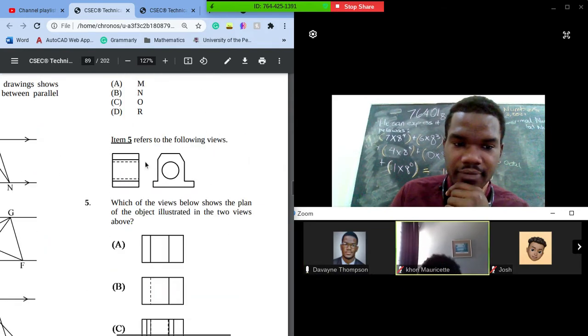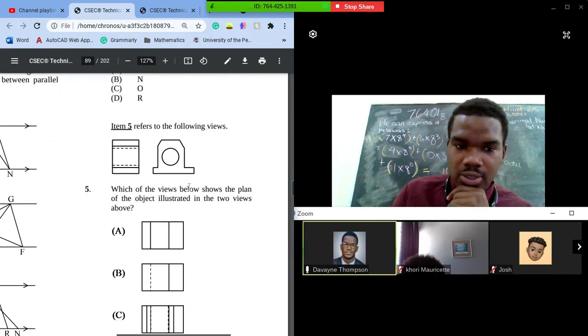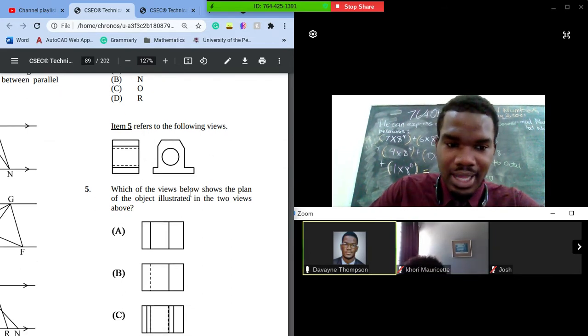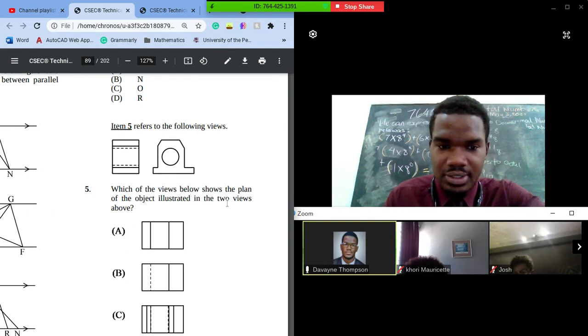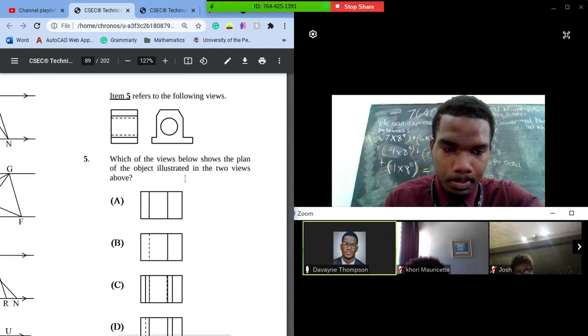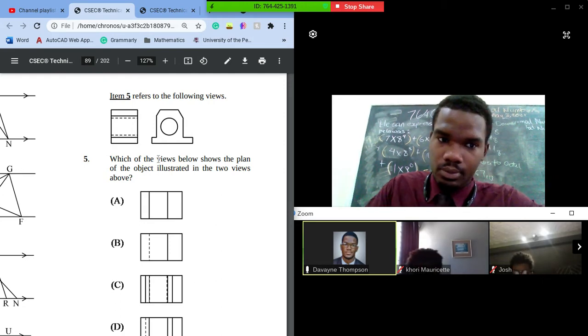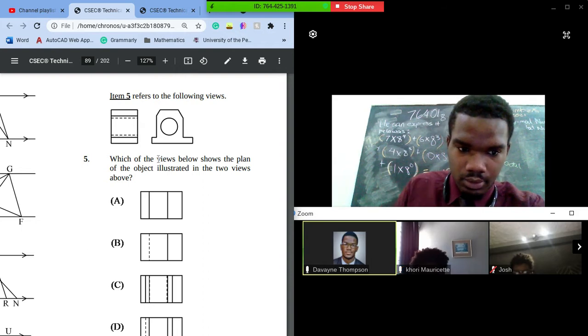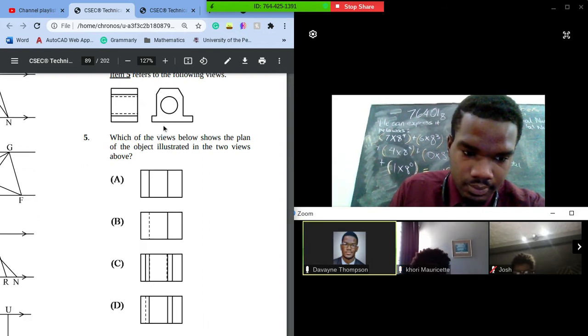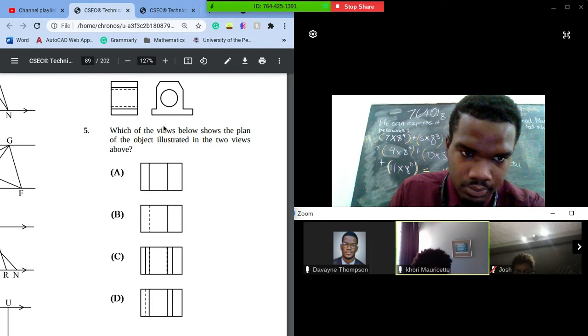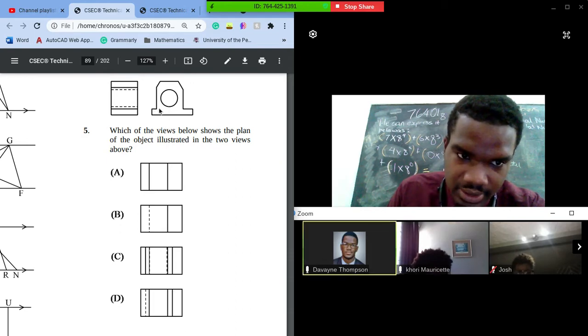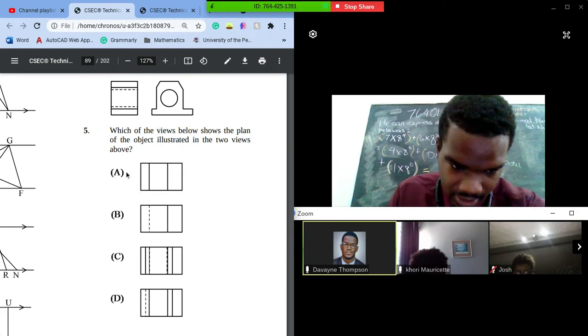Alright. Question 5 now is an orthographic question. It says, which of the views below shows the plan view of the object illustrated in the two views? Right, which shows the plan view? Anybody? Think of these edges right here. If you're looking at the top, A. Okay, we have a guess for A. Anybody else?